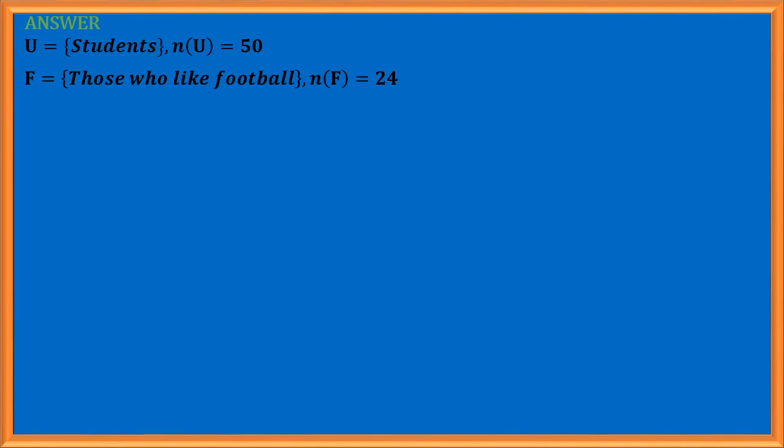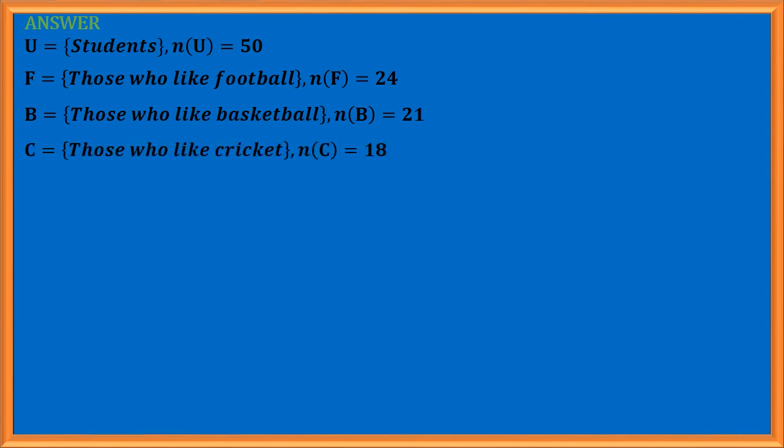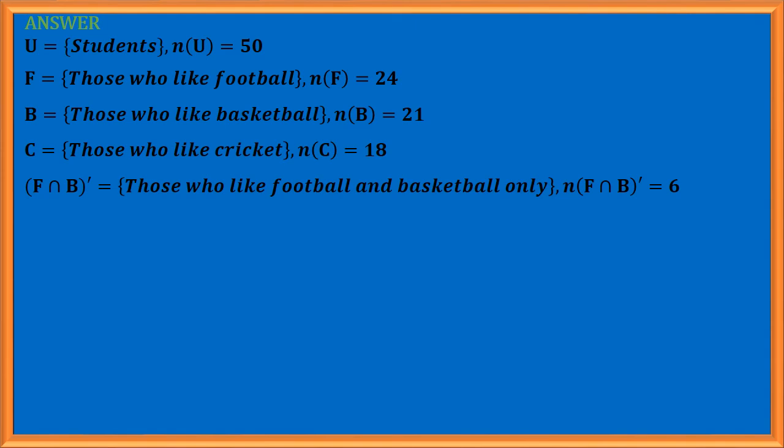Looking at the solution to this particular problem, first of all, by listing the information, or extracting the information from the question, we have U to be students, so I have number of U to be 50, number of F, where F represents football, to be 24, B represents basketball, so number of B will be 21, C will be those who like cricket, so number of C will be 18, football intersection basketball only will be 6.